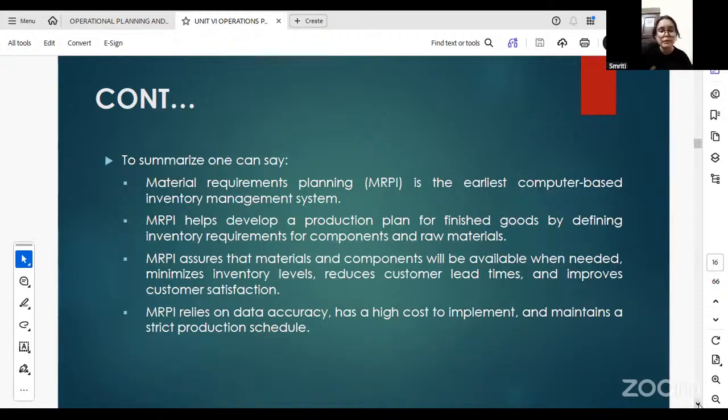To summarize, one can say material requirements planning is the earliest computer-based inventory management system. MRP-1 helps develop a production plan for finished goods by defining inventory requirements for components and raw materials. MRP-1 assures that materials and components will be available when needed, minimizes inventory levels, reduces customer lead times, and improves customer satisfaction. MRP-1 relies on data accuracy, has a high cost to implement, and maintains a strict production schedule.